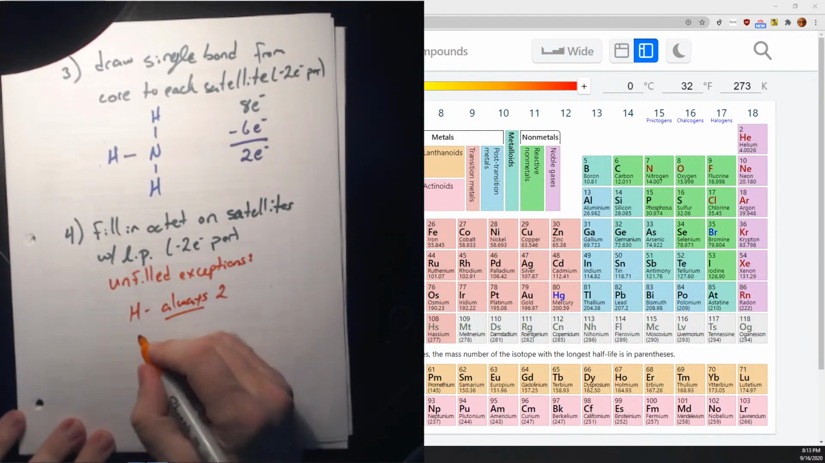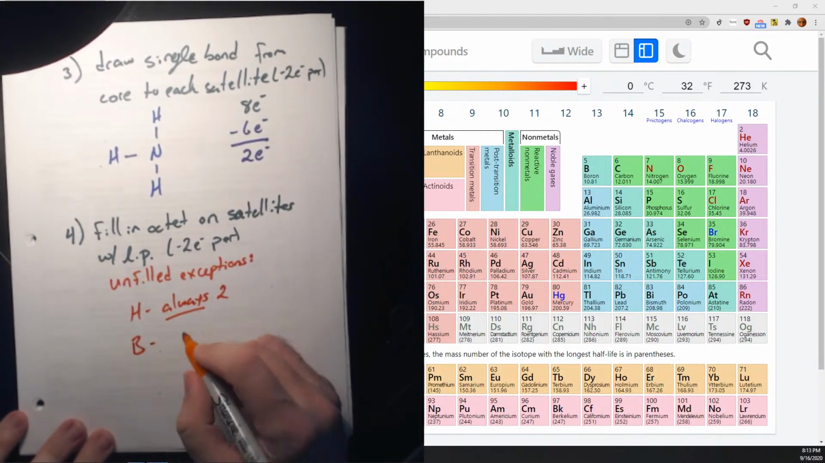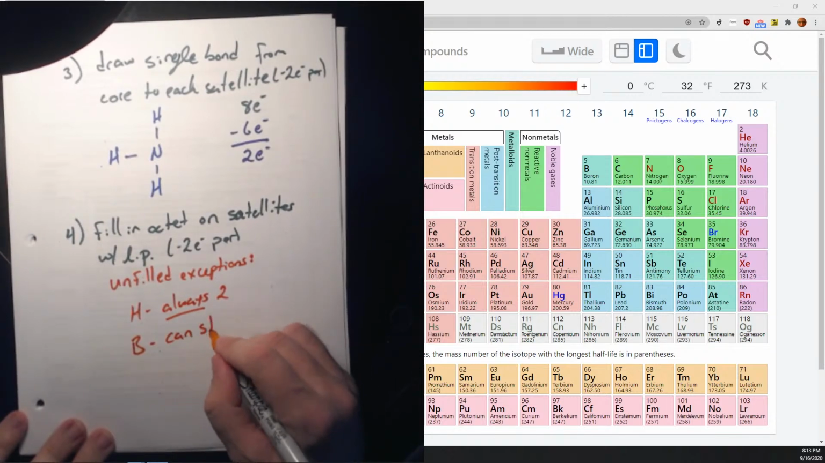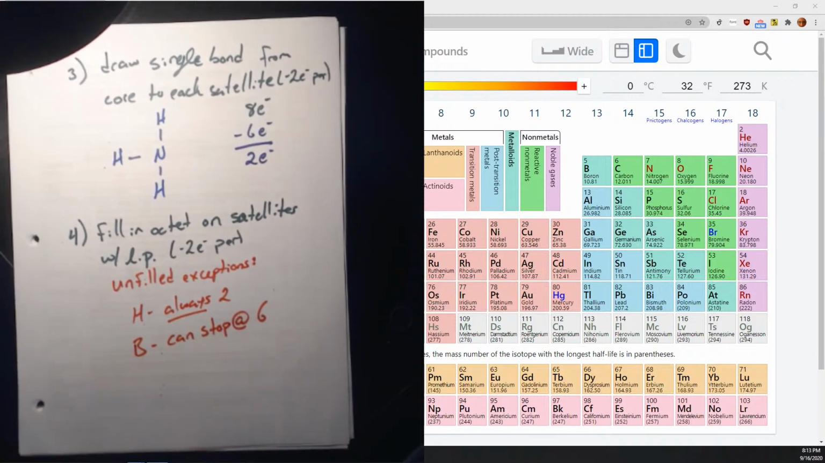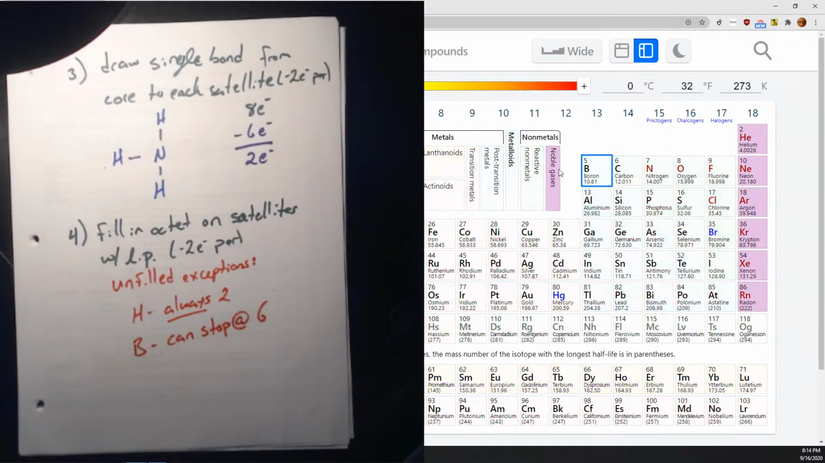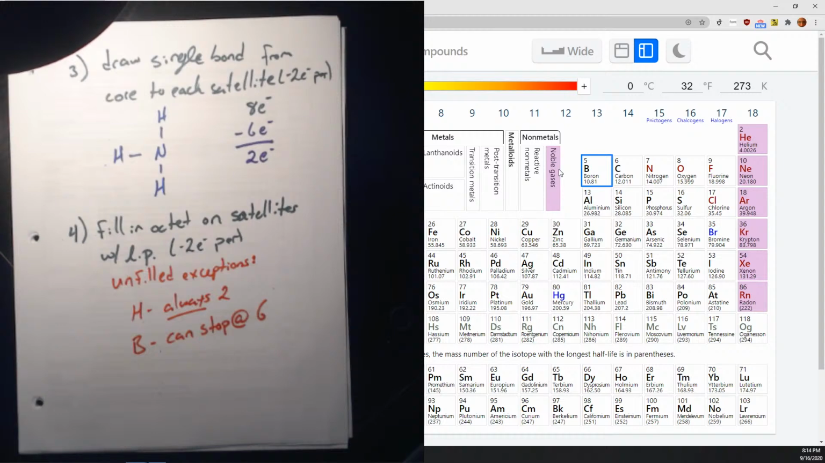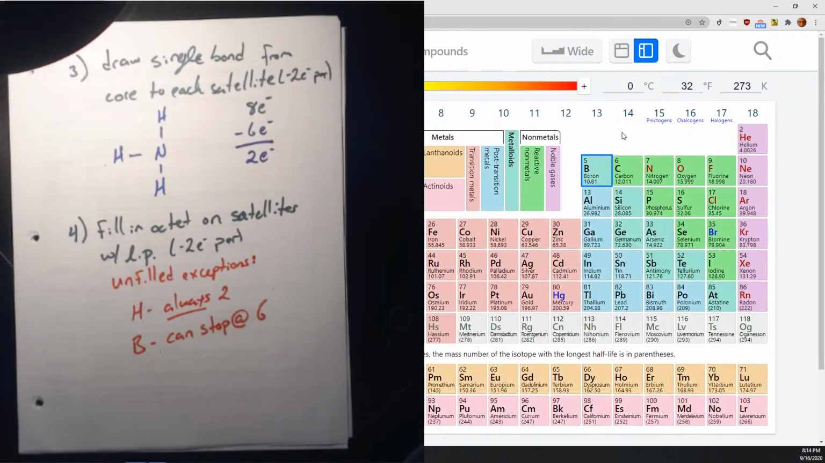The other exception for an unfilled octet is boron. Boron can stop at 6. Boron is on the second energy level. You can see it, it's element number 5 right here. So boron is happy to stop at 6 just because it's weird. It's happy to go on to 8, but it can stop at 6. So be aware that boron can have some oddities, and that is something they will definitely throw at you on the test. They will ask you to do a boron structure, and the fact that boron stops at 6 will play a role in that structure.